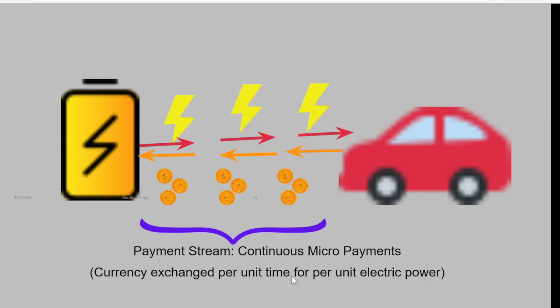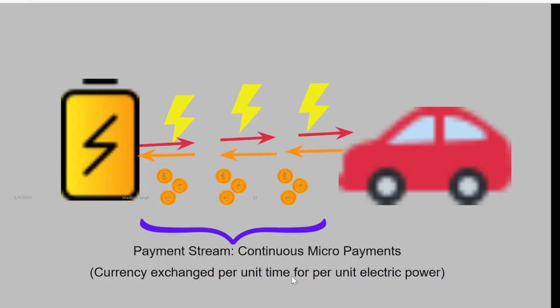Now, this whole scenario is possible due to the Internet of Things. The key point here is the payment stream. We have seen that under the Internet of Things, digital devices can interact. So, the interaction between the charging station and the cabs is possible.